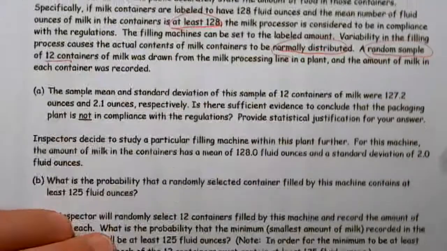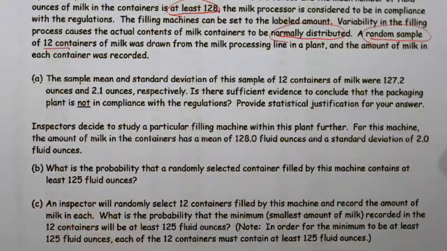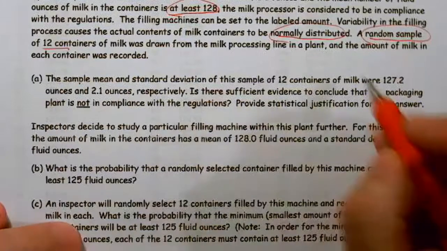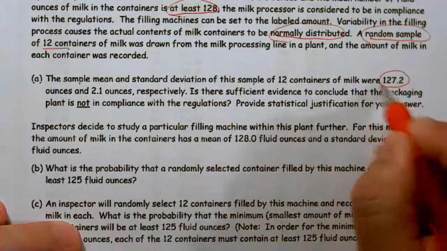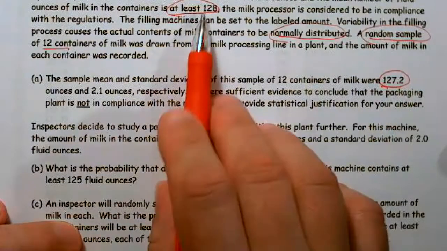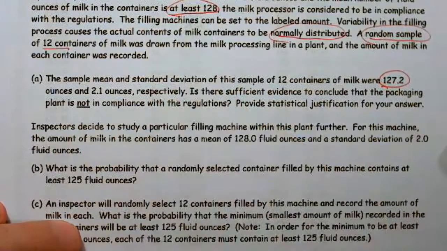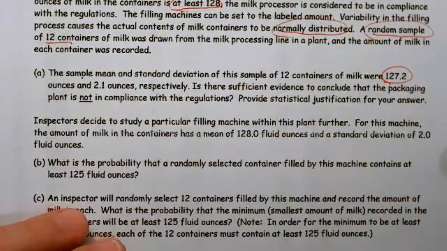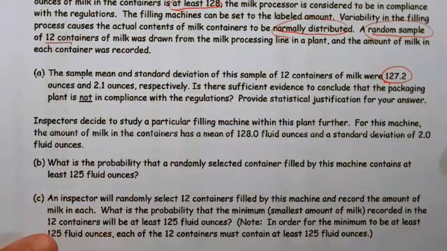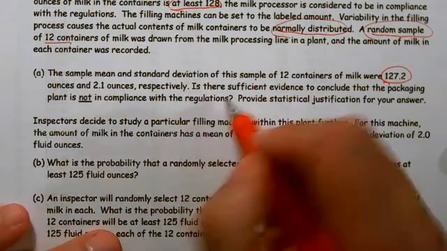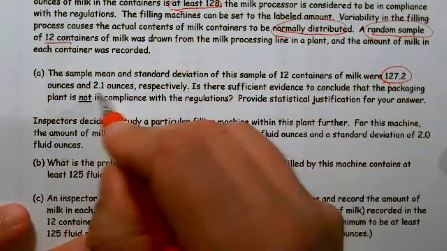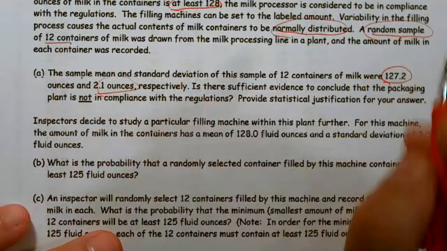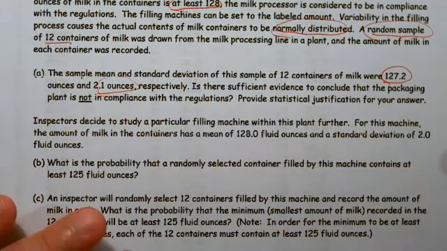All right? The sample mean and the standard deviation of the sample of the 12 containers was 127.28 and 2.1 ounces respectively. That's an issue because we're supposed to be at 128. So it looks like there might be a problem. Now they're telling me this is a standard deviation of the sample. And because this is a standard deviation of the sample, then I am working with a t-test as opposed to z.